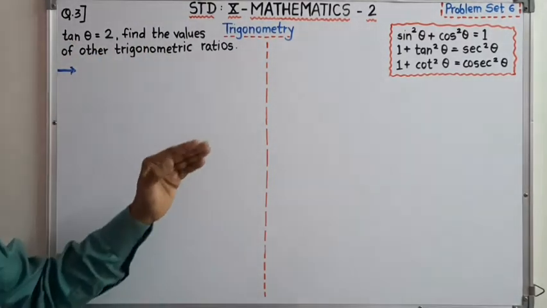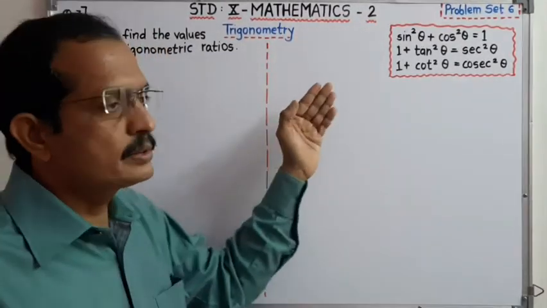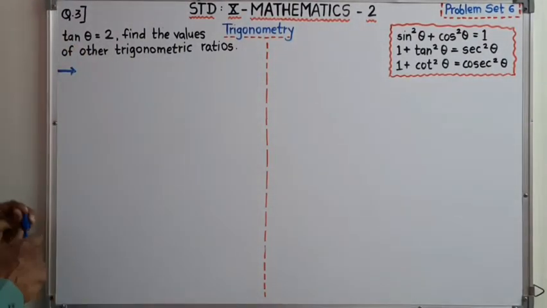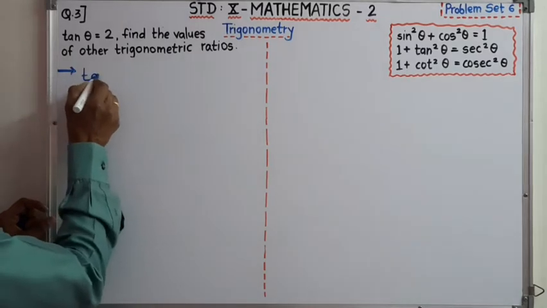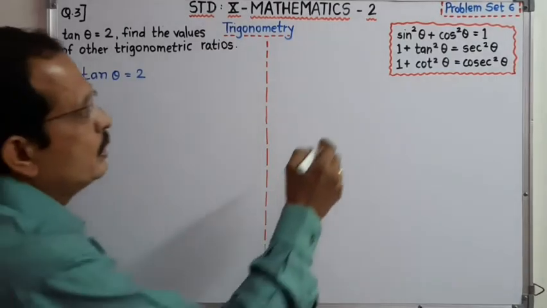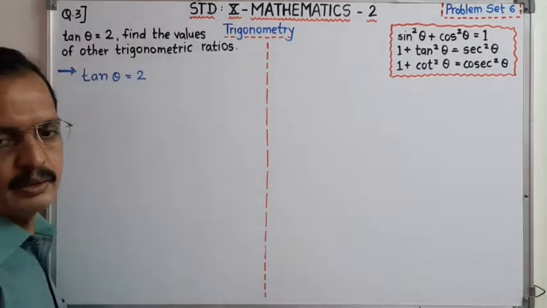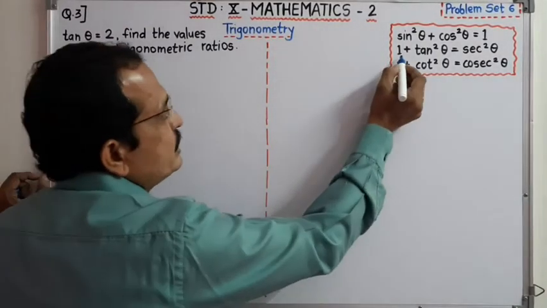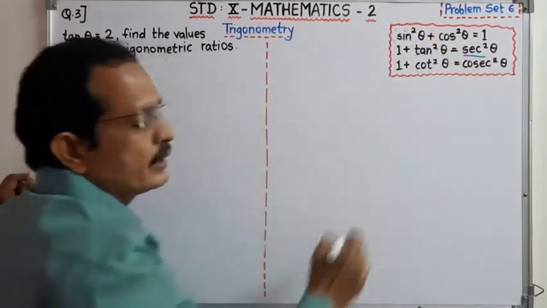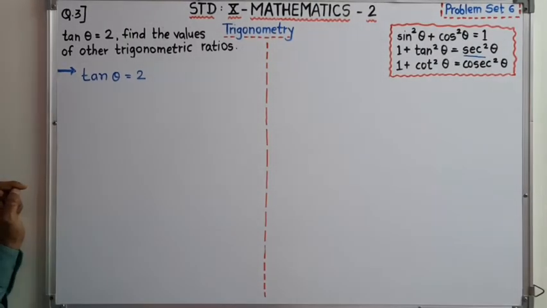Now dear students, see, all these trigonometric identities are here. By using these we can find out the ratios. Now see what is given. First, tan theta is equal to 2. Now see, dear student, 1 plus tan square theta is equal to sec square theta. That means by using this tan theta, we can find out the value of sec theta. Isn't it? Or, dear students, see another way.